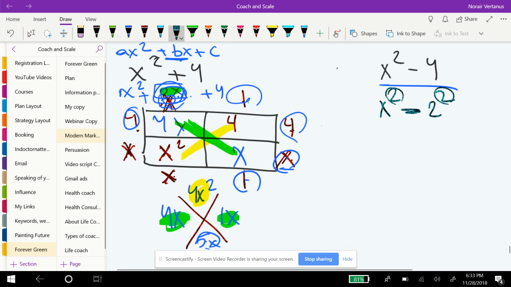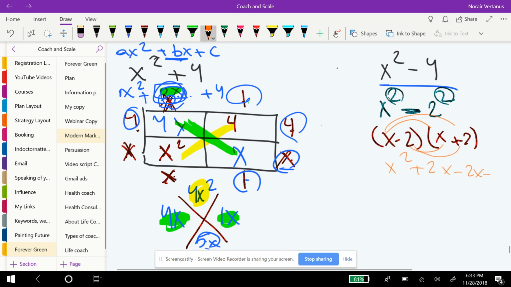When we have difference of squares, as soon as you see that, the formula is x minus 2 times x plus 2. If you FOIL this, you're going to get x squared minus 2 squared. So let's FOIL it. That's x squared. This times this, plus 2x. This times this, negative 2x. This times this, negative 4. You see these two cancel, become 0. That's why bx was 0, because in x squared plus bx plus c, bx is gone. So you get x squared minus 4.